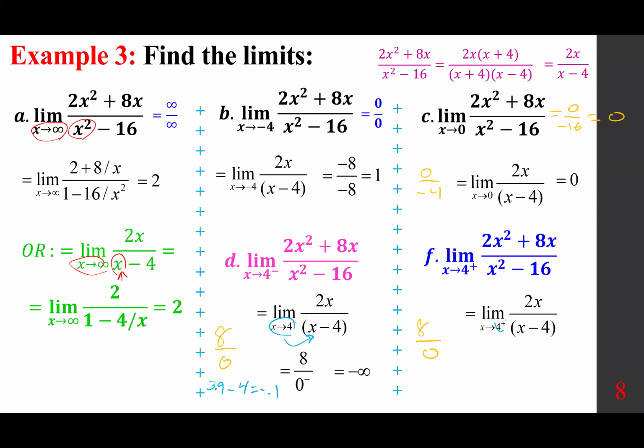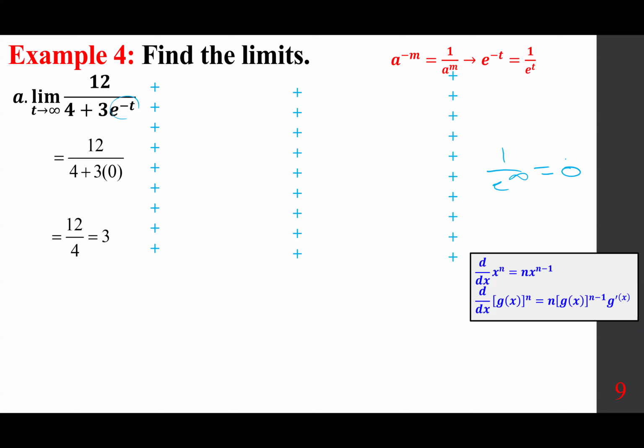Over here, t is approaching infinity, you plug in, and I hope you see that according to the negative exponent rule, e to the power minus m is 1 over e to the power of m. So e to the power minus t is 1 over e to the power of t, and therefore this is 1 over e to the power of infinity, which is 0, and so we get 12 over 4, which is 3.